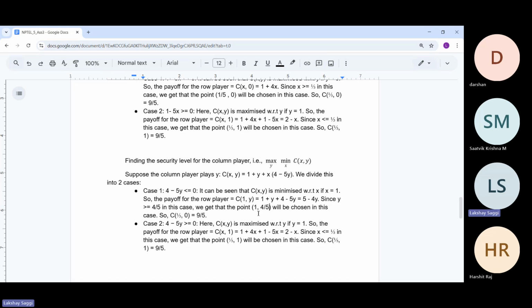And what will the value be then? So C of 1 comma 4 by 5 will actually be equal to, so this expression was actually 5 minus 4y. So if you put y equal to 4 by 5, you will get something like 5 minus 16 by 5. So it will be something like 9 by 5, I believe.